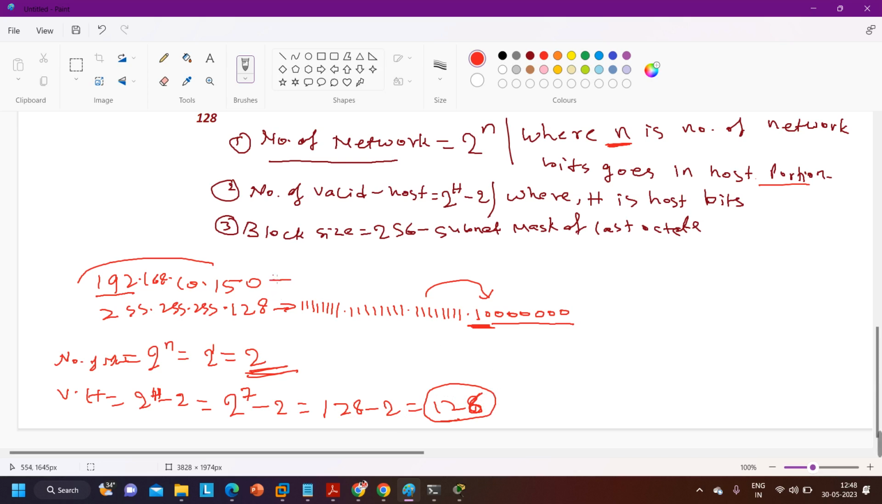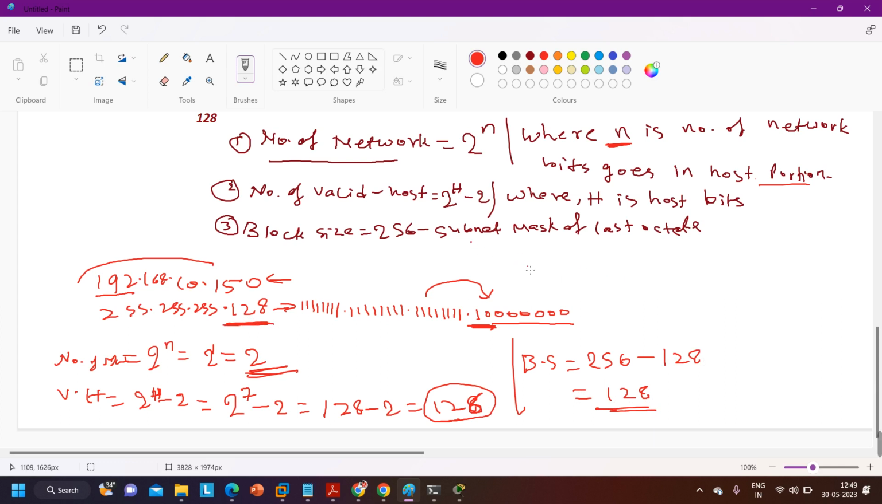Now you need to find the network ID. To find the network ID you need to find the block size. The block size formula is 256 minus the subnet mask of the last octet. The last one is present in the fourth octet. What is the subnet mask? 128. So let's subtract it. Block size is 128.